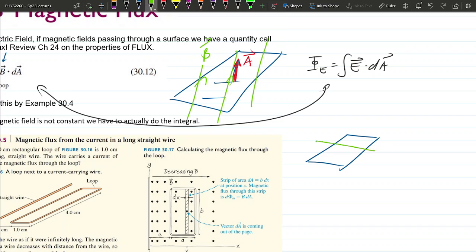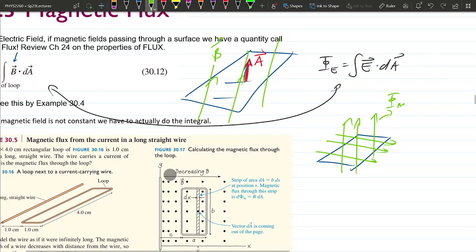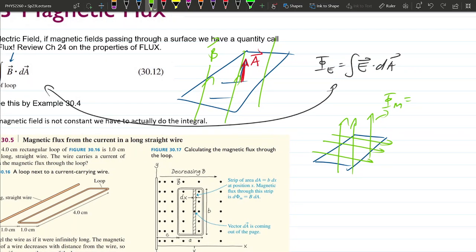Your magnetic field is going in this direction. What will be the magnetic flux without doing any calculation? Zero, right? Because you're not impinging through it. But if your magnetic field is going straight up and down like this, and if it's constant, then the magnetic flux will just be the magnetic field times the area of that surface, right? So we're going to stick with these simple cases, okay?